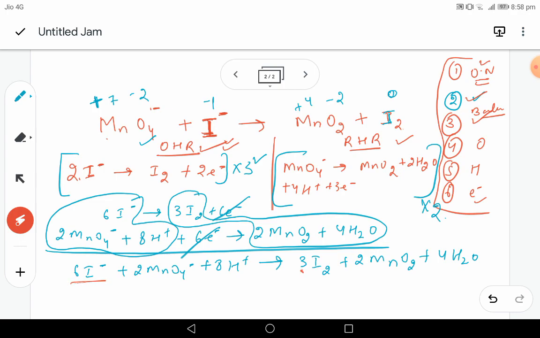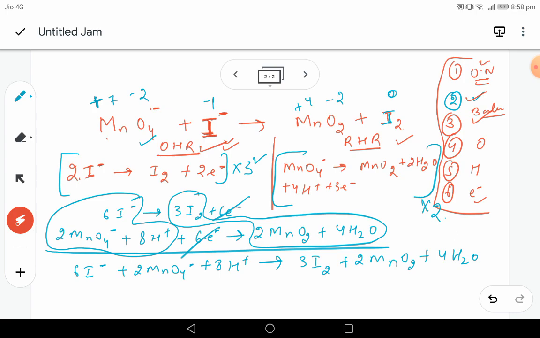6I, 3 into 2, 6I, balanced. 2Mn, 2Mn, balanced. 2 into 4, 8, oxygen. 2 into 2, 4 and 4 into 1, 4. 4 plus 4, 8, balanced. 8 hydrogen, 4 into 2, 8 hydrogen.